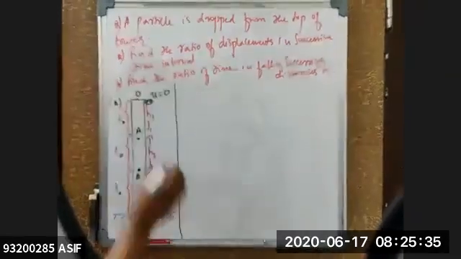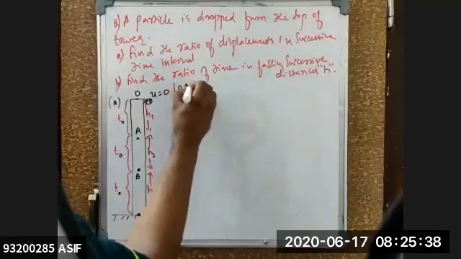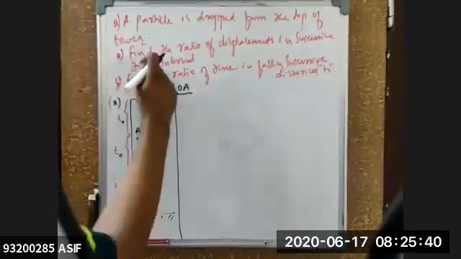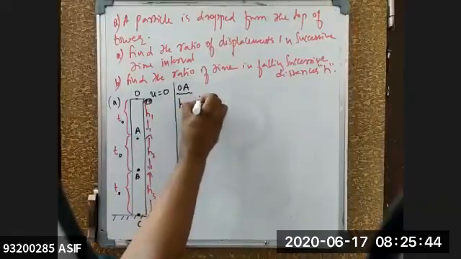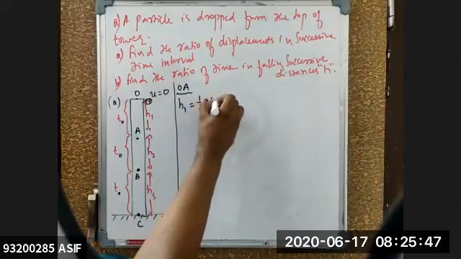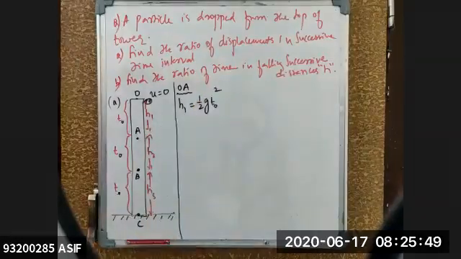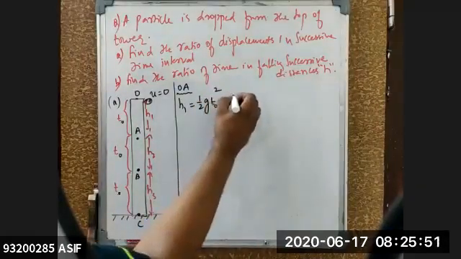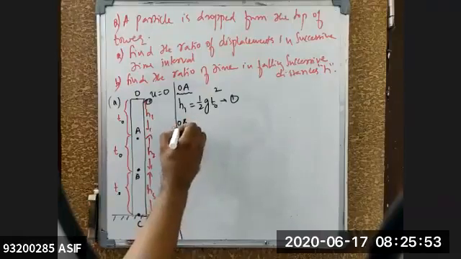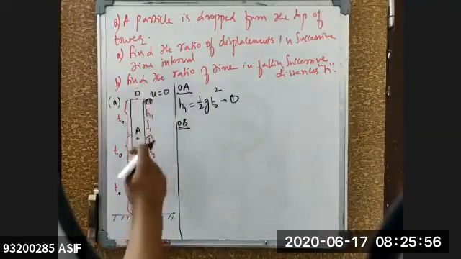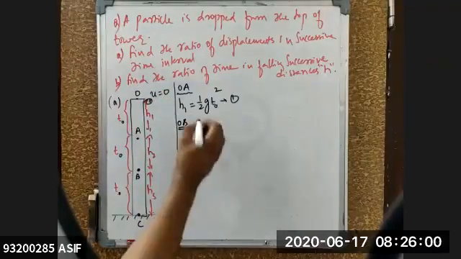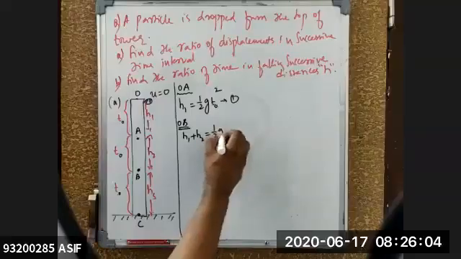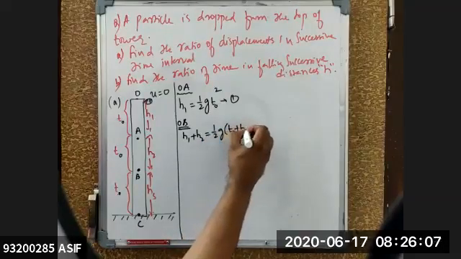So let us see this. Going from O to A, the height is H1. As it is dropped, H1 is half into g into T1 squared, and T1 squared is T0 squared. This is equation number 1. Then from O to B, the time taken is T0 plus T0, and the height is H1 plus H2. So H1 plus H2 is half g into (T0 plus T0) whole squared.